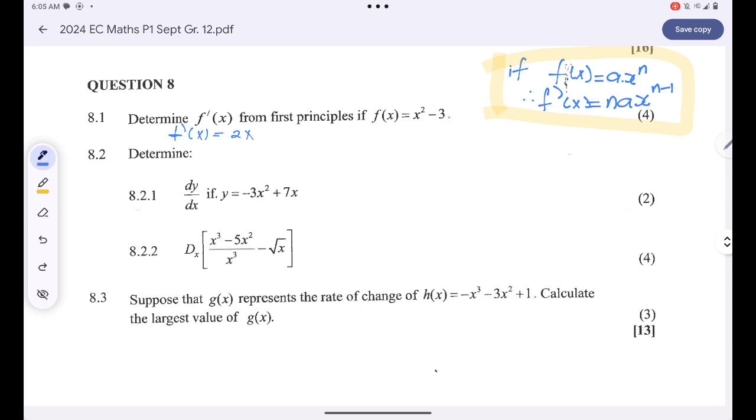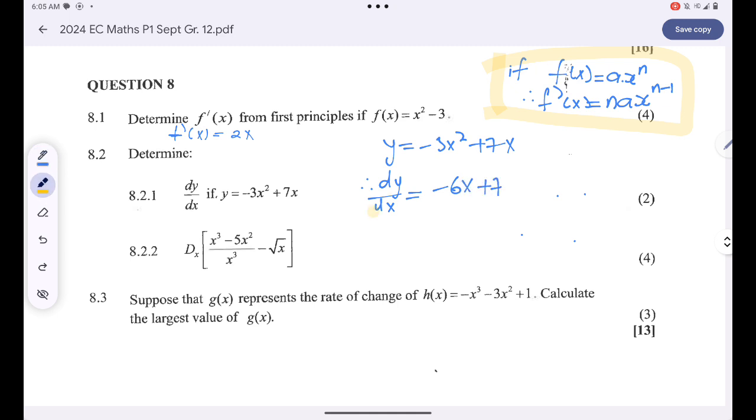In our first question, our variable is not in surd form. Our variable is not inside the bracket. Our variable is not at the denominator. So we can simplify the derivative. Okay, we are told that y is equal to negative 3x squared plus 7x. Therefore, the derivative of y with respect to x will simply be negative 6x plus 7.